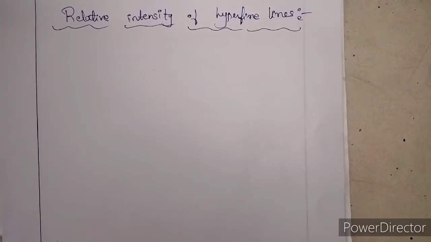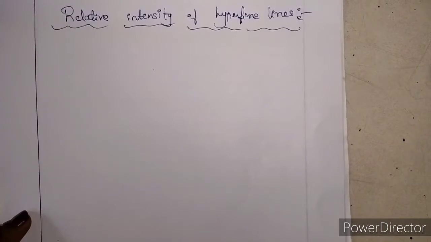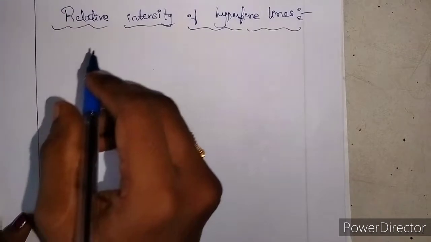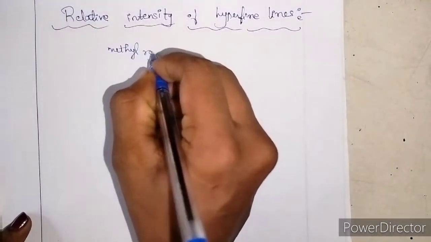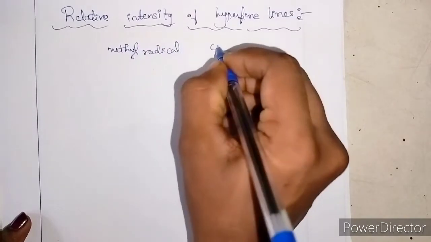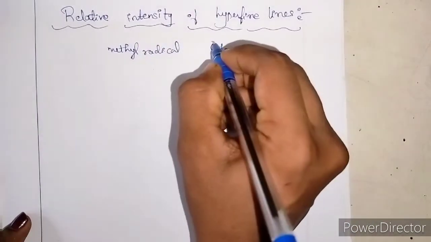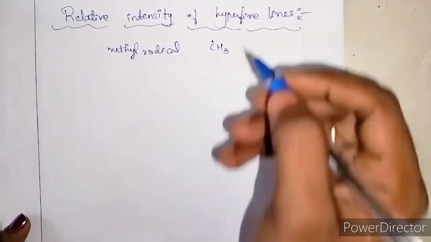In this video, we will study the relative intensity of hyperfine lines. We will take an example of the methyl radical to explain this concept. The methyl radical can be represented like this, CH3, and the carbon has a free radical.